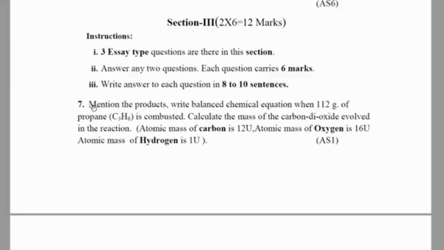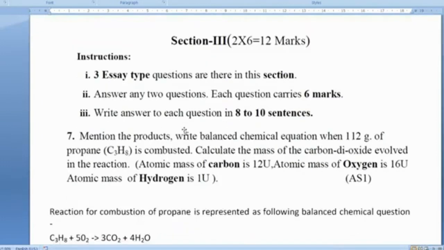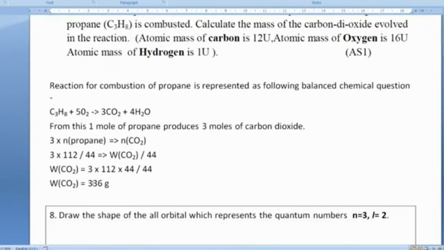Let's see what question appeared for the long answer. Write the balanced chemical equation and mention the product when 112 grams of propane is combusted. Calculate the mass of the carbon dioxide released in this reaction. Let's see the answer, students. So the mass of the carbon dioxide is 336 grams. This is how we got it.